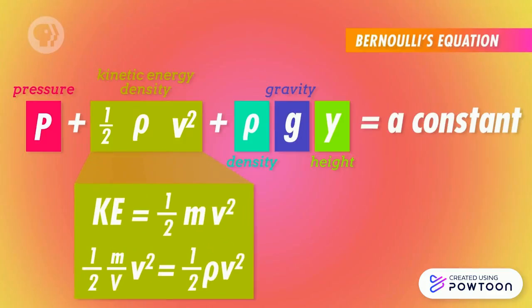Next, a flowing fluid also has kinetic energy. It is equal to half of an object's mass times its velocity squared. Again, Bernoulli divided this form of energy by volume to get half of the fluid's density times its velocity squared.